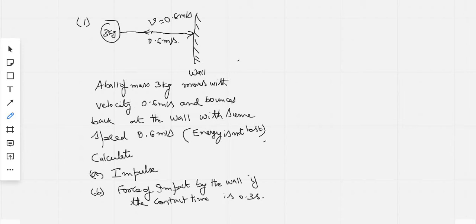We need to recall that impulse is not only force into delta t, but also the change in momentum. So the change in momentum is mass times final velocity, mv, minus initial momentum, mu. In our problem, the initial velocity u is 0.6 meters per second, and it bounces back with the same speed, so the final velocity v is also 0.6 meters per second. Now let us write impulse I equals mass into the final velocity v.